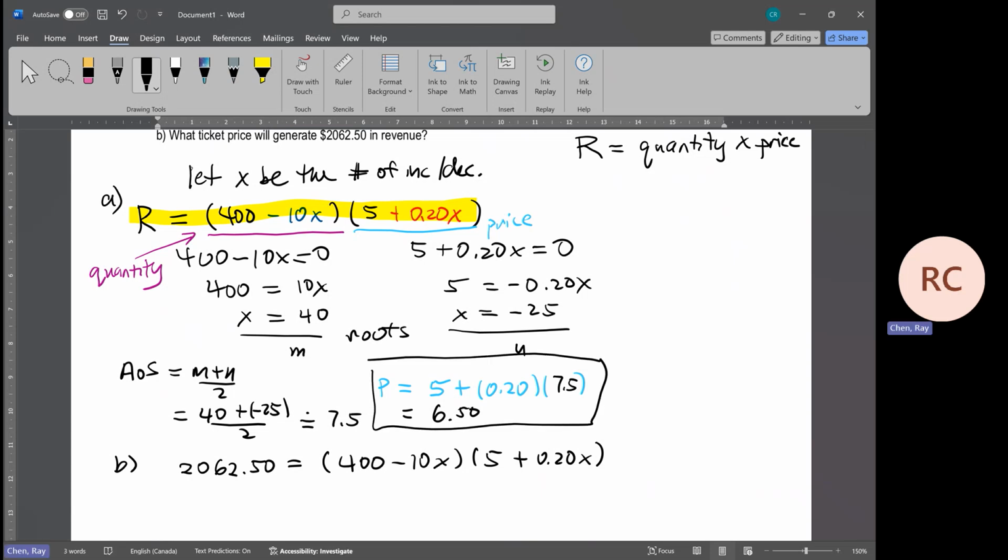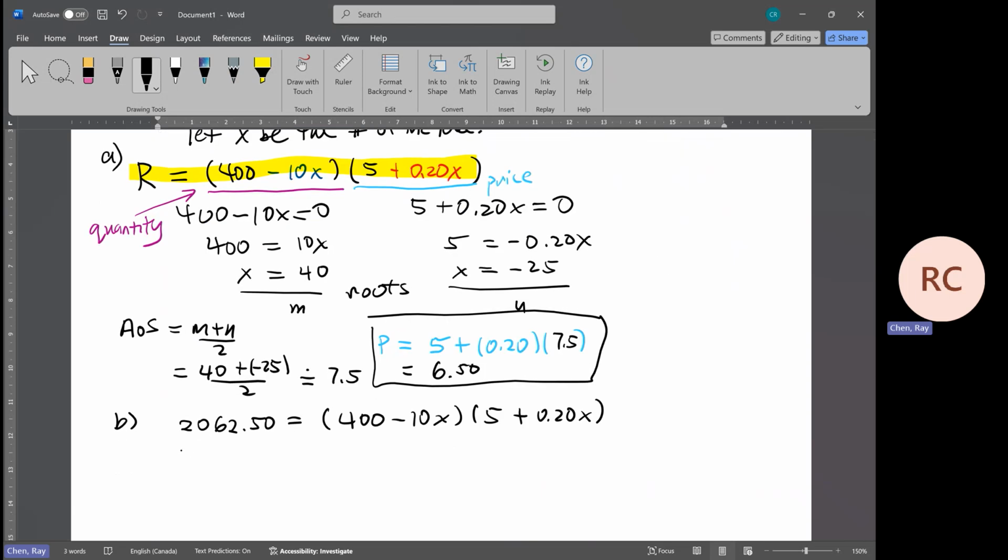For question B, we probably have to actually FOIL. So pause the video if you want to try to do this yourself. I'm just going to do it quickly, but I will show my steps. What we get is 2,000. I'm a little nervous, and I hope I don't have to redo this video again.